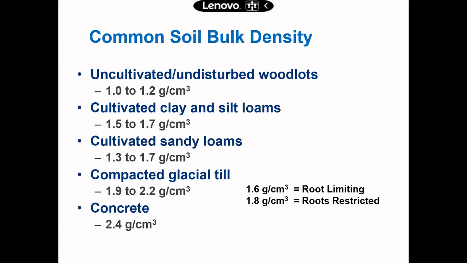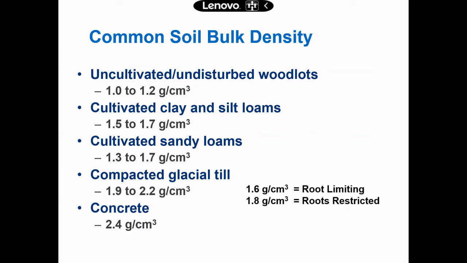So when we start looking at some of these soils, especially like in an undisturbed woodlot, we actually have 1 to about 1.2 grams per centimeter cubed. That means that if you're looking at that and you divide that into the 2.65, the mineral portion is actually less than 50%. Okay, so that's what we're looking for: bulk densities that allow us to get adequate air and water into the soil.